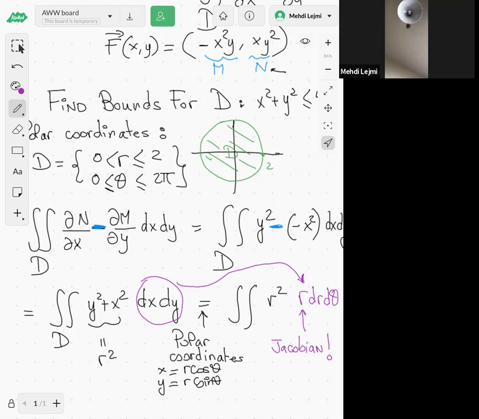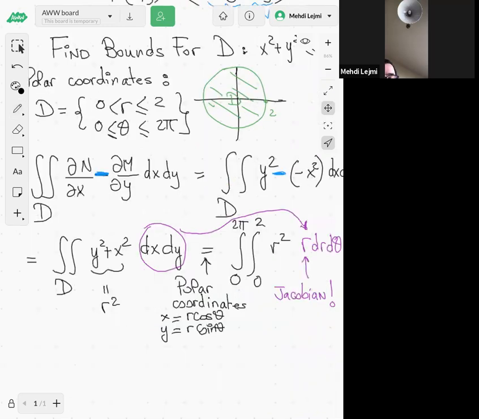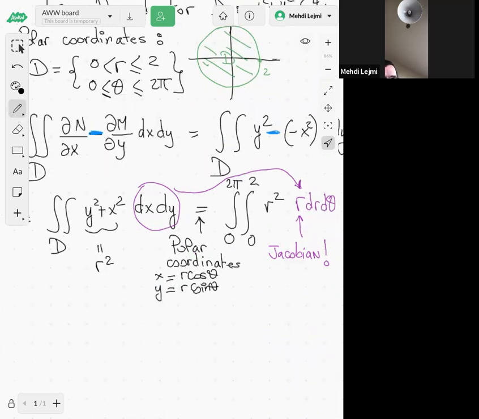Okay. Now the bounds: the radius r, of course, is between 0 and 2, and the angle theta is between 0 and 2 pi. So this integral is very simple. It's just the double integral of r cubed dr d theta, r between 0 and 2, and theta between 0 and 2 pi.